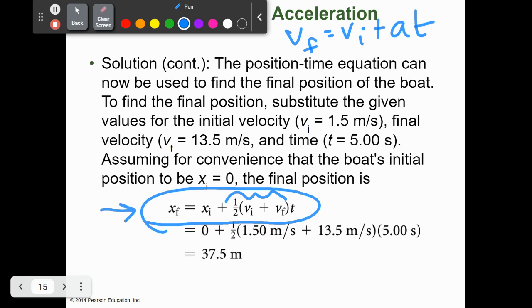So that's why it was not making much sense. I didn't turn the slide over. Our initial position, remember, is 0 because that's our starting point. We are given the initial velocity. We found the final velocity. Our time is 5 seconds. And then we're just plugging and chugging and getting the answer.